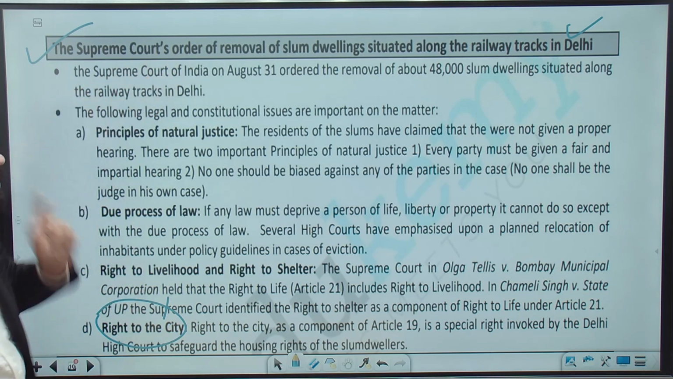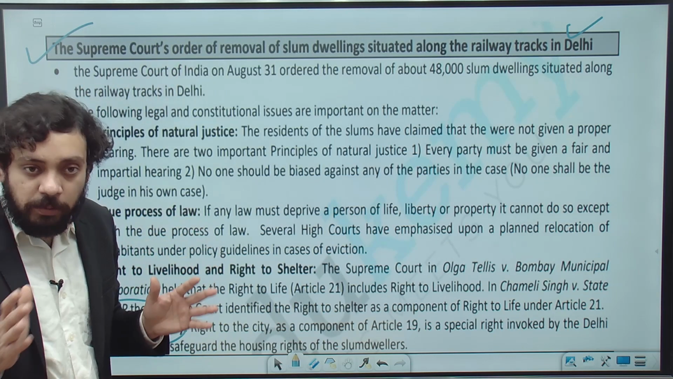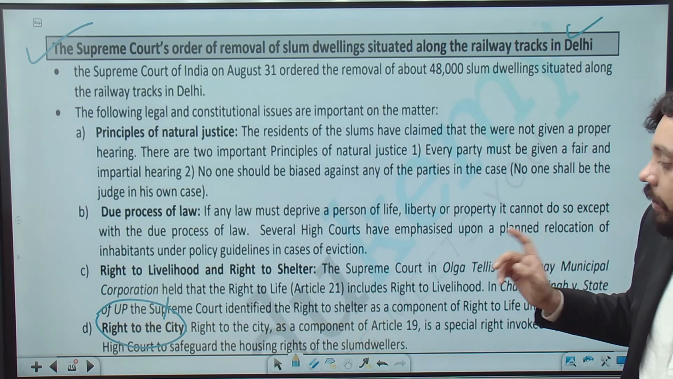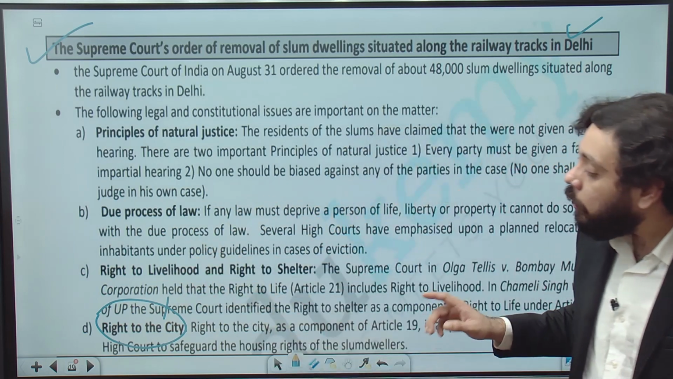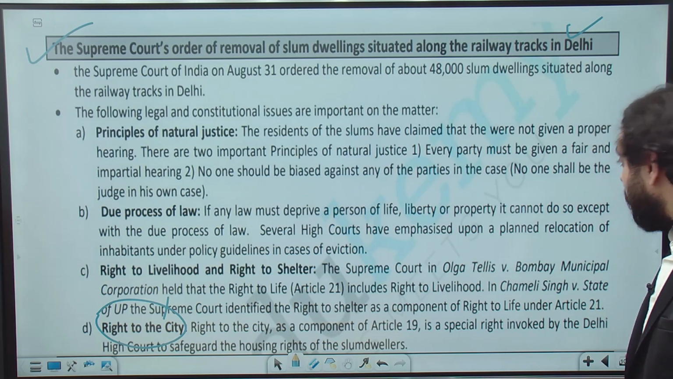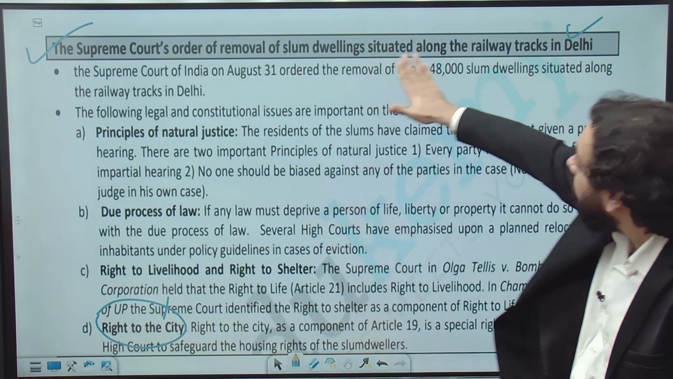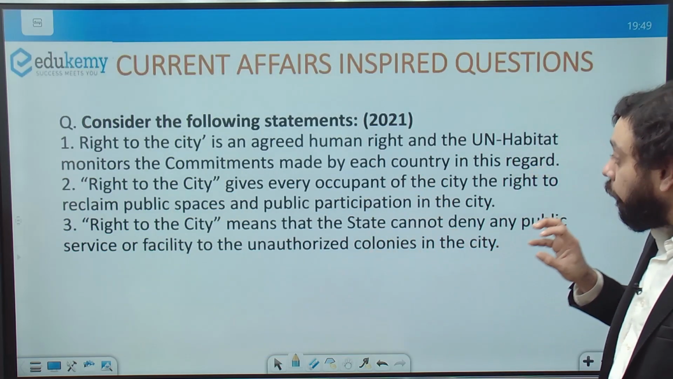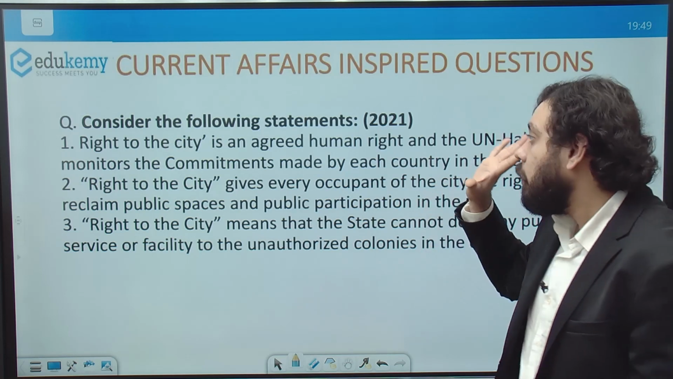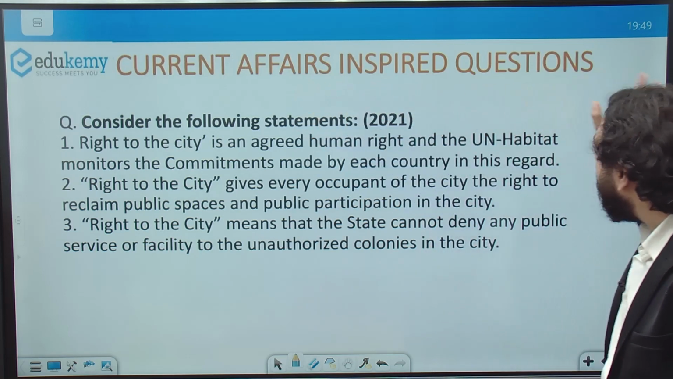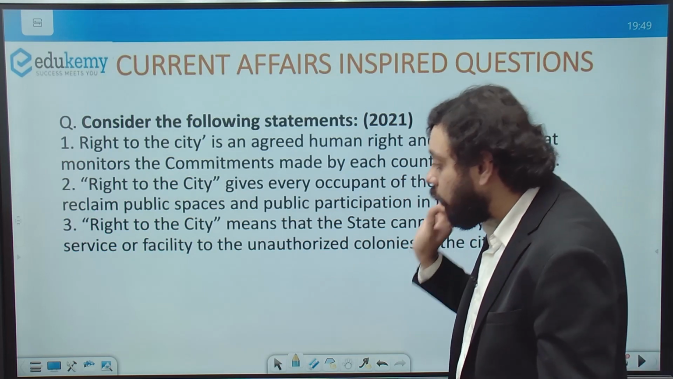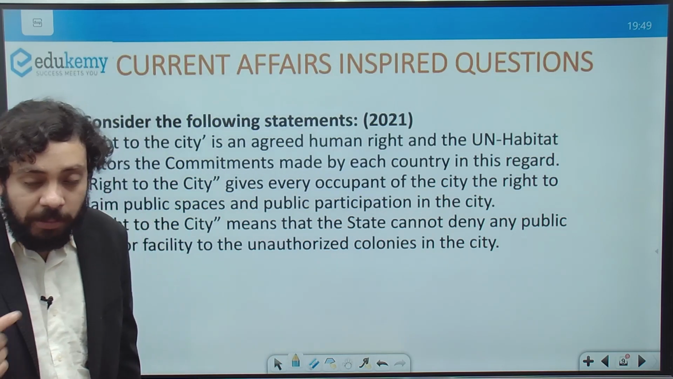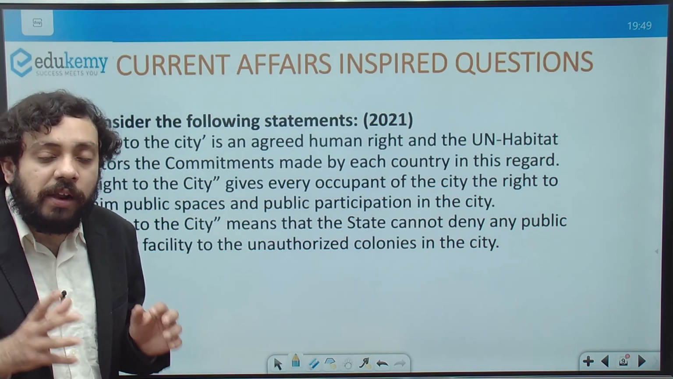Okay, so this is an event that happened within the last 12 to 18 months before the examination, and the concept of the right to the city gained currency. This was the concept which started showing up in news again. And what the UPSC has done is it has not asked the question directly from the judgment given by the Supreme Court, but it has taken a concept from that debate and asked a question on that. So this is a typical example of a beautifully constructed question from current affairs which gives the false impression, or the myth, that current affairs is no longer relevant for the examination.